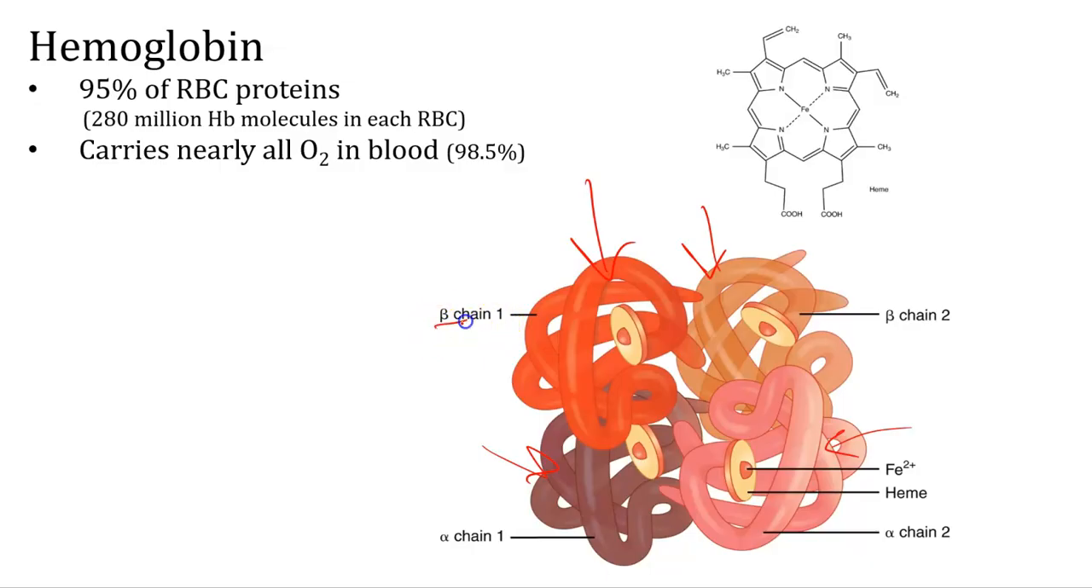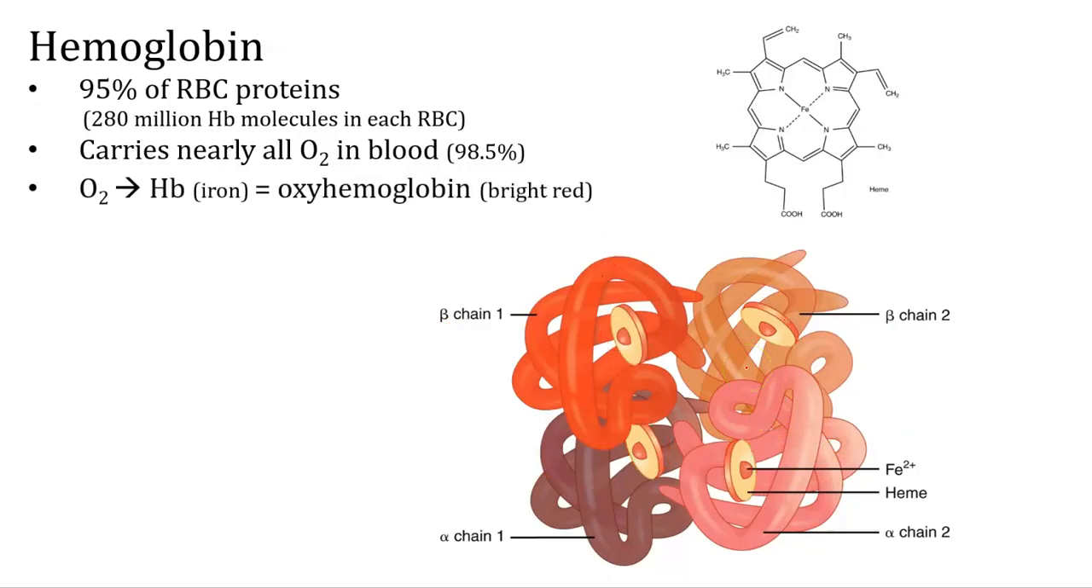So we have the beta chain 1, the alpha chain 1, the beta chain 2, and the alpha chain 2. 4 separate polypeptides associated together that form a globulin, or a quaternary structure of the protein, where it has several subunits attached together. And then in each subunit of the protein, there is a heme group, and on each heme there's an iron atom, and the iron attaches to oxygen.